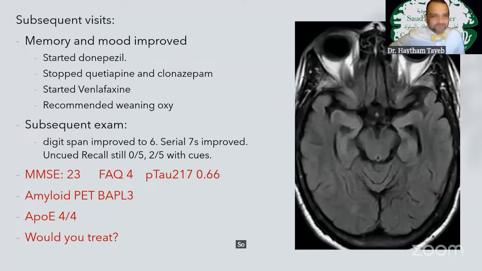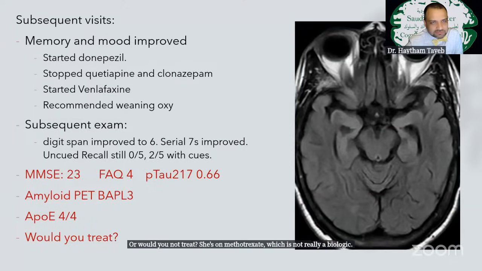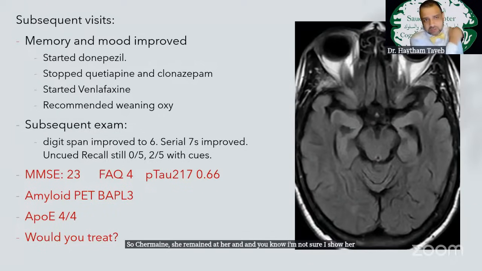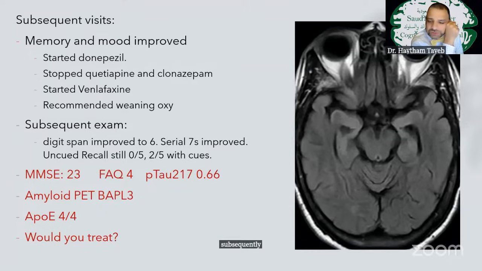So what would you do? Would you treat or would you not treat? She's on methotrexate, which is not really a biologic. But I'll leave it to you. Would you offer this person treatment? And she sustained this improvement. Her cognition was sustained. I don't show her neuropsych here, but her neuropsych also significantly improved after I got her off the clonazepam and the oxycodone. But she still had memory issues subsequently. So what would you do?